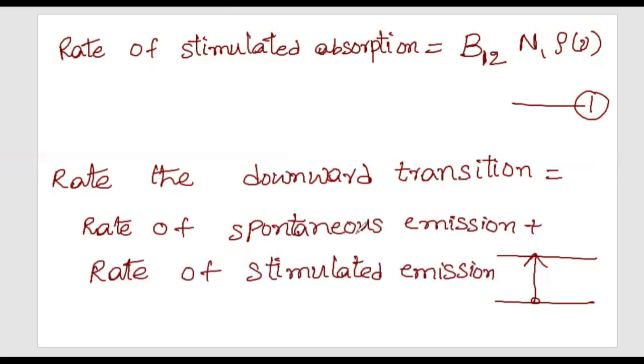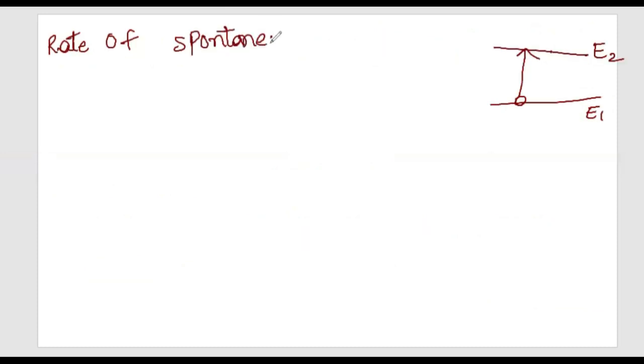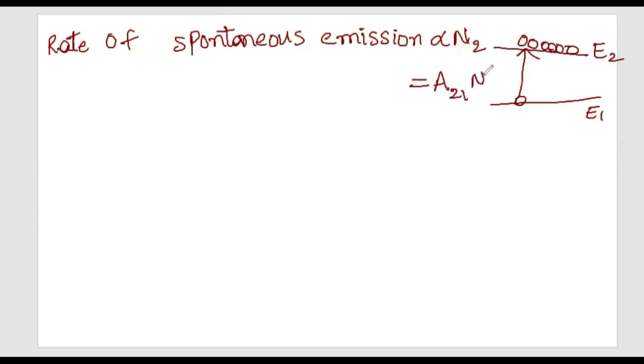So first see the rate of spontaneous emission. This rate of spontaneous emission is directly proportional to the number of atoms present in the upper energy level. So the more atoms present in the upper energy level, there is a chance of more spontaneous emission. As this spontaneous emission doesn't need any external energy, it doesn't depend on rho of nu. The proportionality constant: spontaneous means Einstein has used capital A, and the atom is coming from higher energy level to lower energy level, that is 2 to 1. So the proportionality constant A21 into N2. So let us name this equation as 2.